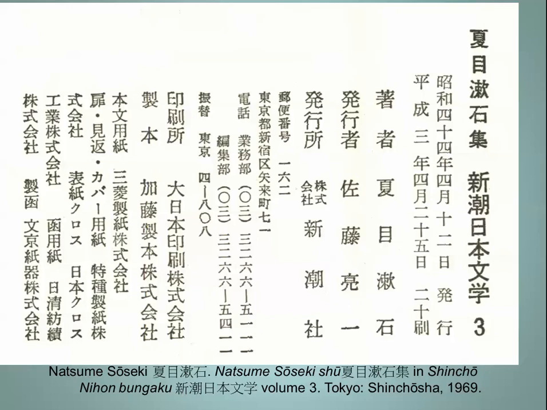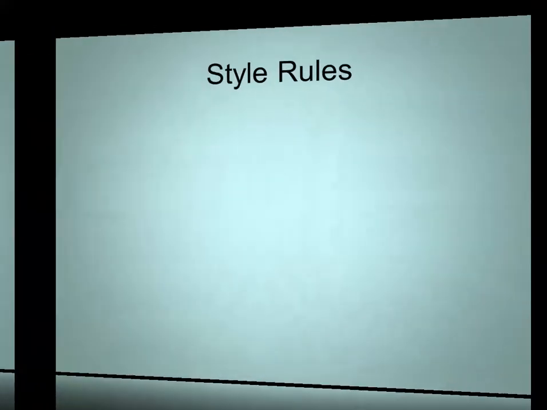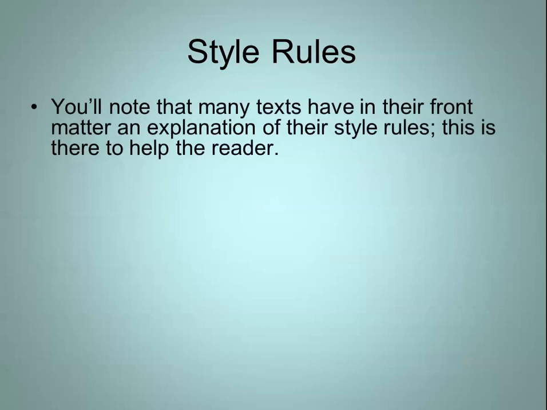Now, I want to take that and delve a little bit deeper into the topic of style. We're just looking at citation in general, and now I want to look at specific style rules when you're citing something that's originally in Japanese. You'll note that many texts have in their front matter an explanation of their style rules, many journals in particular, and that's there to help the reader. So the author may tell you when you see italics, or when you see an asterisk, or something like that, it means X.